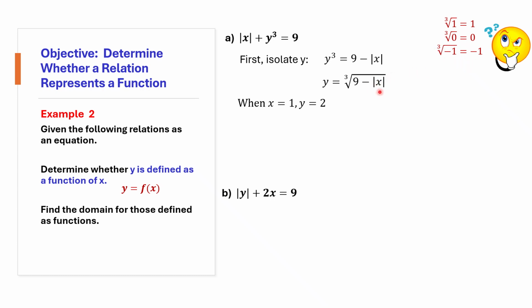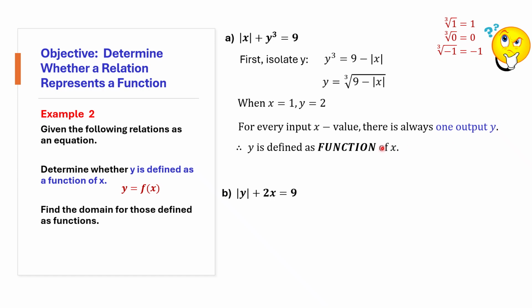So it means that whatever the value of x here, when we take the absolute value of x and subtract it from 9, it will always be defined. The y value is always defined. So we can say that for every input x, there's always one output y. And the conclusion is y is defined as a function of x.